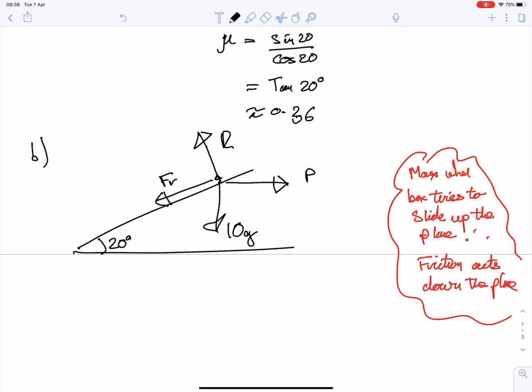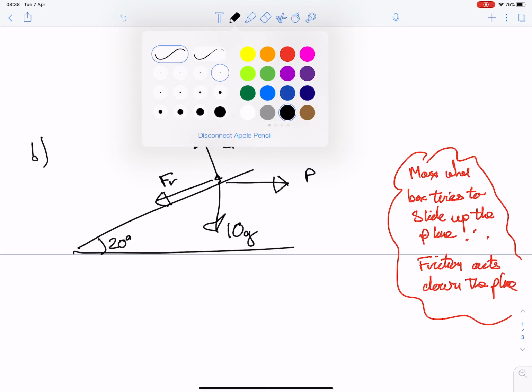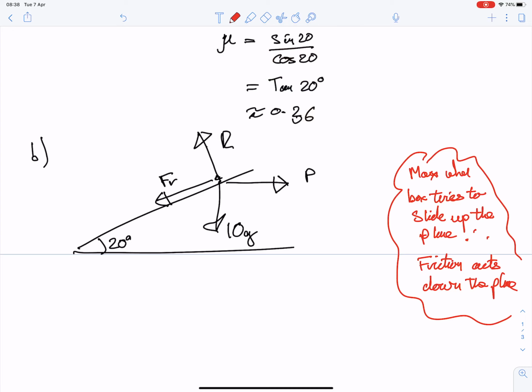All right, what else do we need to do? We need to break these down because we know we're going to be working parallel and perpendicular to the plane. So we need the components in those directions. So perpendicular to the plane here, we've got 20 degrees. So this is going to be 10g adjacent to the angle, cos of 20.